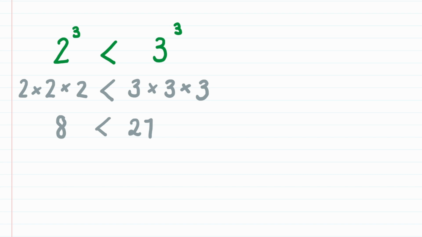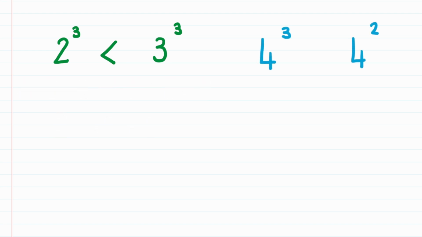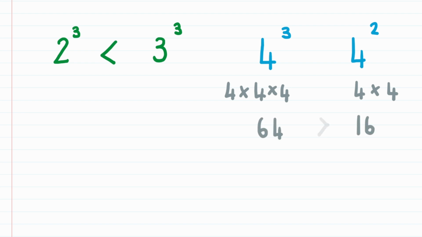Let's try another one. 4 cubed compared to 4 squared. Well, I know that 4 cubed can be expanded into saying 4 times 4 times 4, and 4 squared would be 4 times 4. 4 times 4 times 4 would give me 64, and 4 times 4 would give me 16. I know that 64 is greater than 16, so this means that 4 times 4 times 4 is greater than 4 times 4, so therefore 4 cubed is greater than 4 squared.